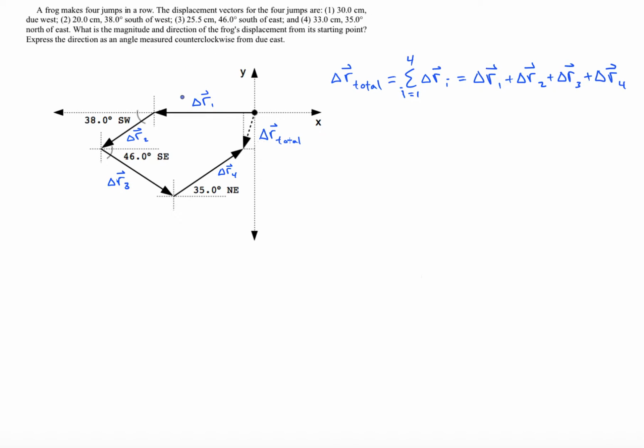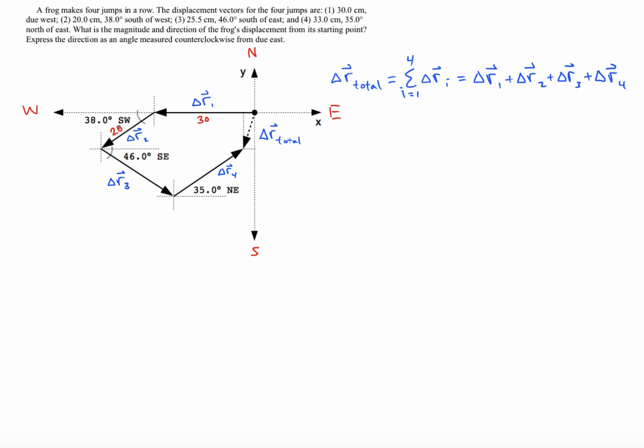Now first of all, notice how I drew the vectors. The first one was 30 centimeters due west. So this is going to be a magnitude of 30, and it points directly to the left, which is the negative x direction. That's the west direction. This is north, east, and south. Our next vector is 20 centimeters, 38 degrees south of west.